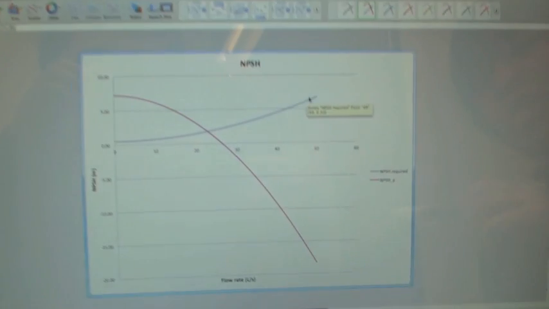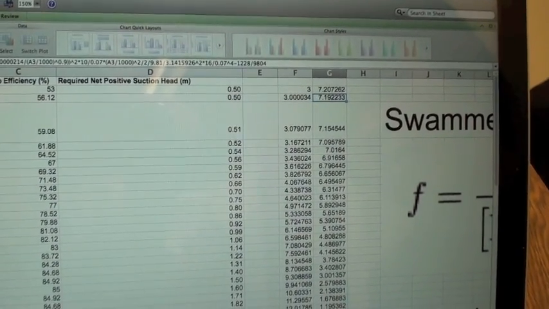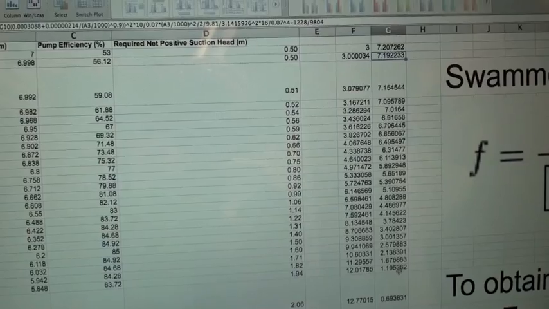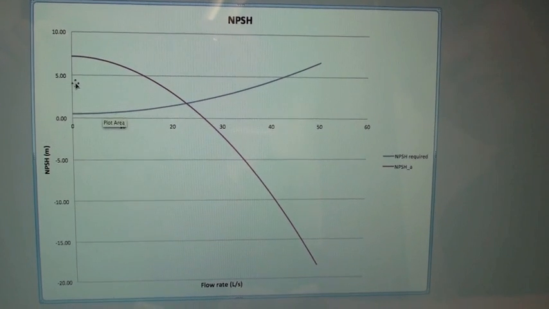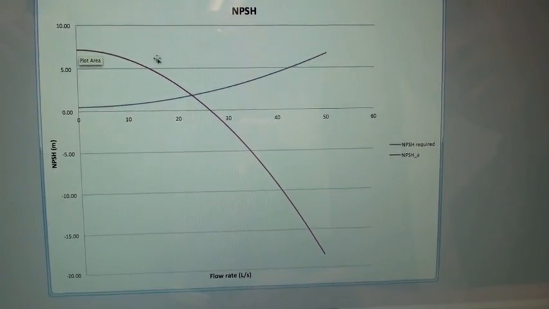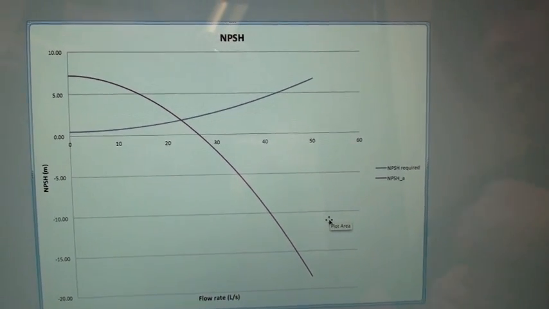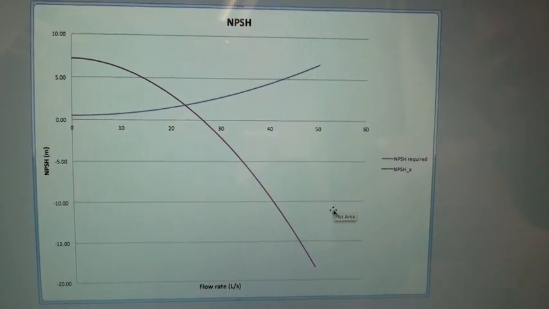What we really need to do now is put this equation into Excel and pull it down all the way, and you get all this data. So this is basically the actual net positive suction head. With this data, we plot it versus the flow rate, and this is how we obtain this red pink curve here.